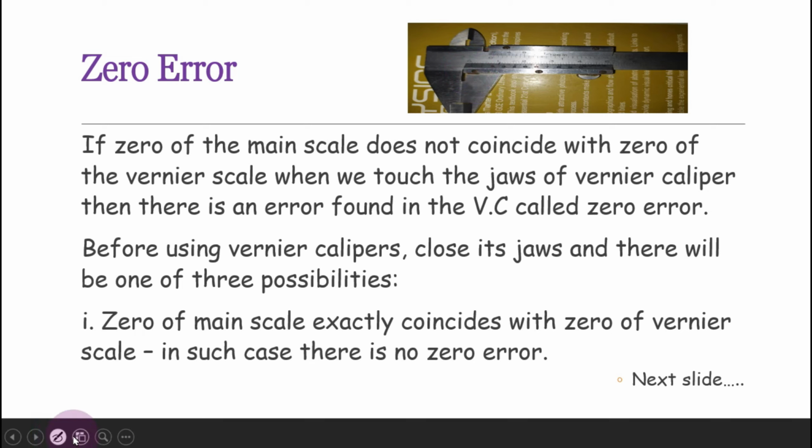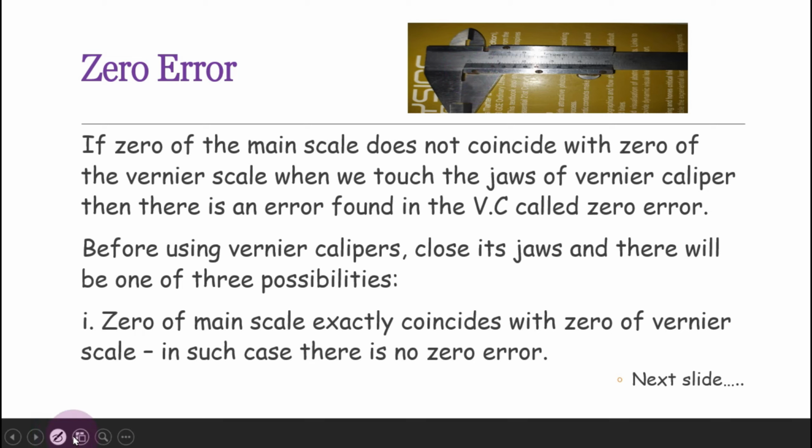There are two zeros here. This lower zero is the zero of the sliding scale. We call it the zero of the Vernier scale, while this upper zero, which is the mark over here, is the zero of the main scale. In this case, they are exactly aligned with each other, and when they are in this situation, we say that there is no zero error in it.